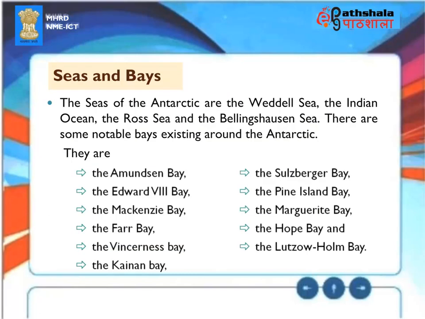Seas and bays. The seas of the Antarctic are the Weddell Sea, the Indian Ocean, the Ross Sea, and the Bellingshausen Sea. There are some notable bays existing around the Antarctic. They are the Amundsen Bay, the Edward VIII Bay, the Mackenzie Bay, the Far Bay, the Windsurnes Bay, the Kainan Bay, the Sulzberger Bay, the Pine Island Bay, the Marguerite Bay, the Hope Bay, and the Lutzow-Home Bay.